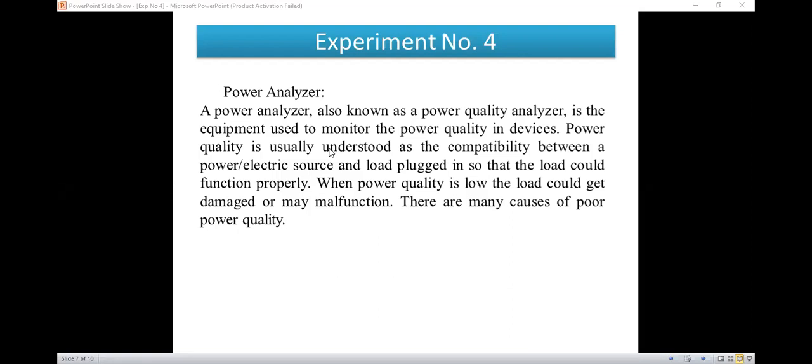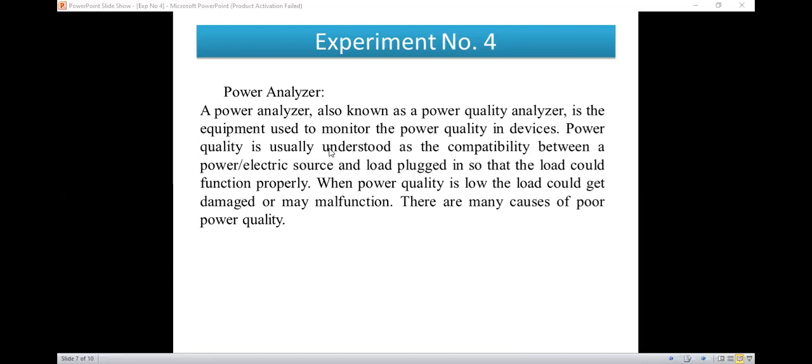Okay, so power quality is important, so the power quality analyzer is equipped in the power system. Always in the power system there is power analyzer equipment. The quality of power should be analyzed by using this power analyzer. A power analyzer is also known as a power quality analyzer. A power analyzer is nothing but a power quality analyzer. That means this type of equipment should maintain the power quality.